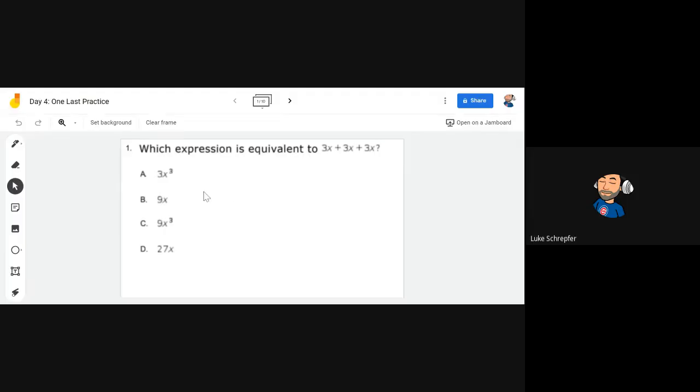We add them together. 3 plus 3 plus 3 is 9. And then all the x's are the same. So we move on.